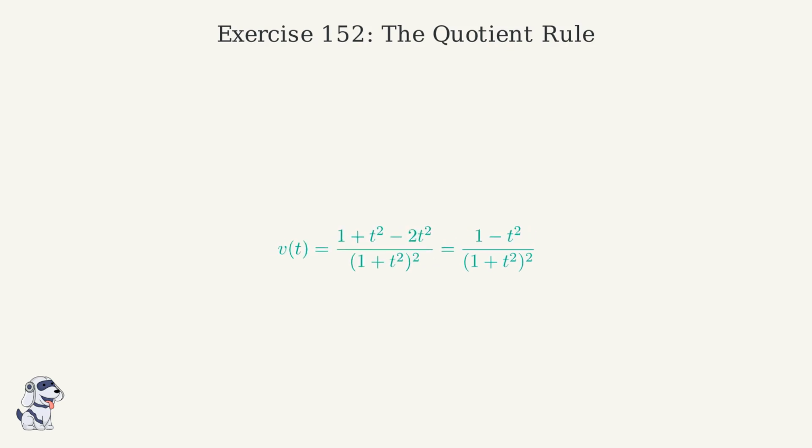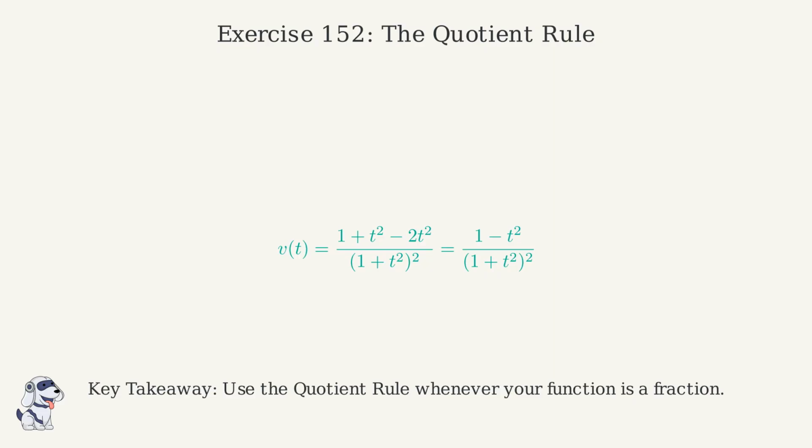Now we just simplify. Combine those t squared terms in the numerator to get 1 minus t squared. This gives us the velocity for this complex rational motion. The big takeaway is to reach for the quotient rule whenever your function looks like a fraction. It handles those tricky rates of change perfectly.